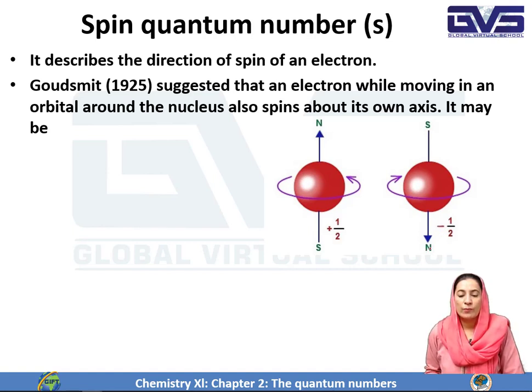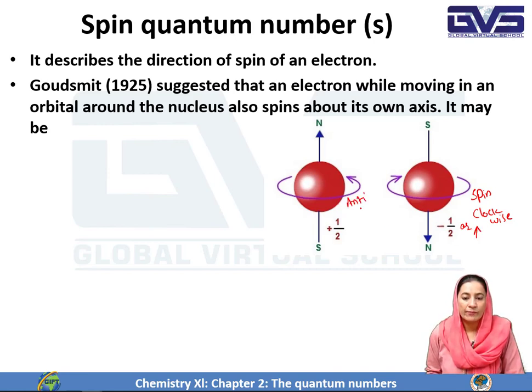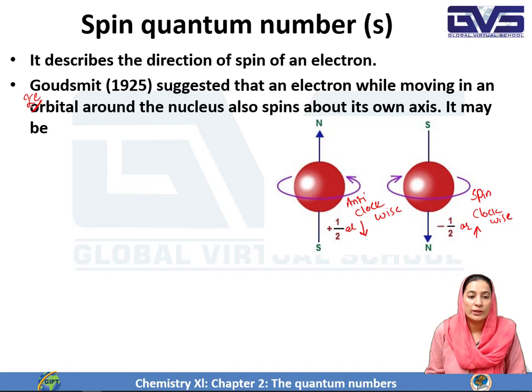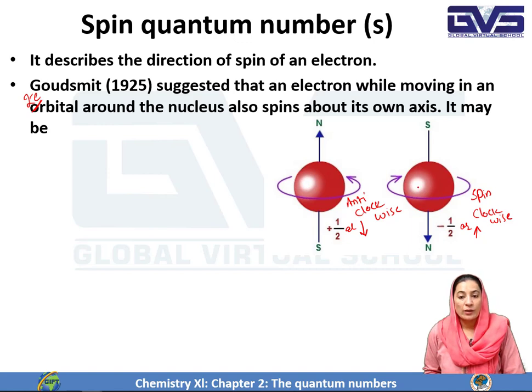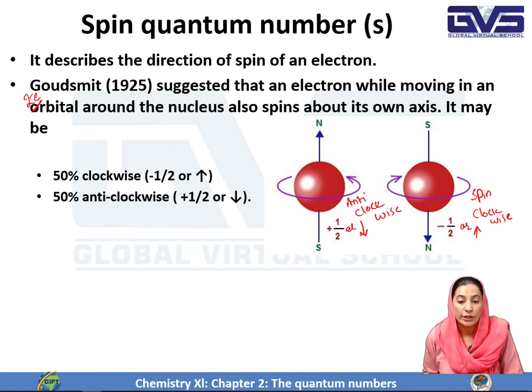If this is like the south and north pole, and the electron is spinning around its own axis, it can be clockwise. If it is clockwise, it is represented by -half or by an up arrow, and if the spin is anti-clockwise, then this is represented by +half or by a down arrow. So maximum 2 spins, and previously you know an orbital contains maximum 2 electrons. Out of them 50%, one will spin clockwise. Clockwise rotation is represented by -half or by an up arrow, and the remaining one will show anti-clockwise. Anti-clockwise orientation is represented by +half or by a down arrow.